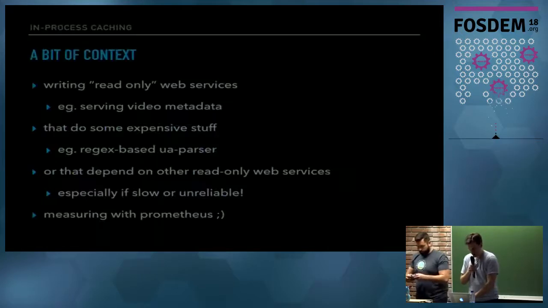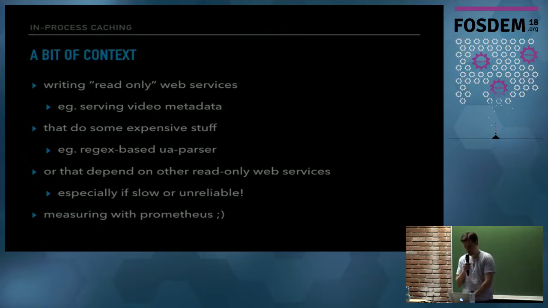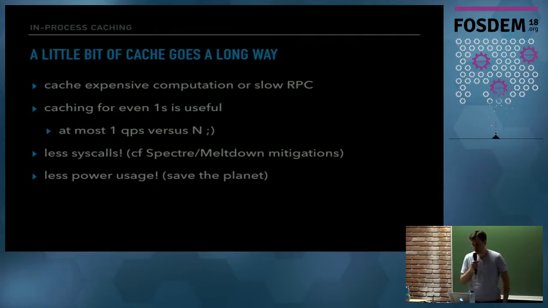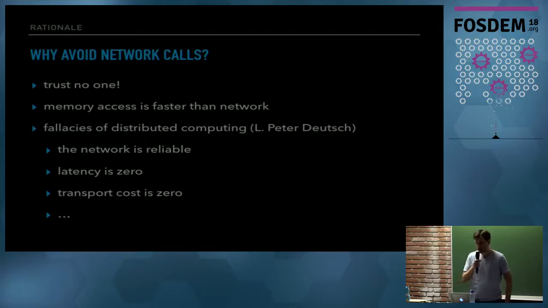In-process caching. The context is writing a web service and serving read-only data, but you have to compute some expensive stuff or call slow or unreliable web services. And well, I hope you cache already because you have to cache all the things. I was a bit lazy and I didn't want to deploy some memcached already. But your mileage may vary. It's very important, in my opinion, to cache everything, because the less you do, the less you pay for. And avoid network calls because I don't like network, and network sucks. Plus, we have seen already today that the fallacies of distributed computing are very, very nice.